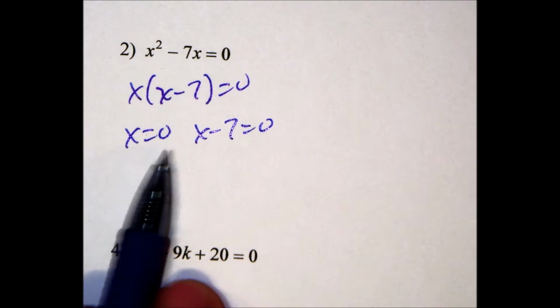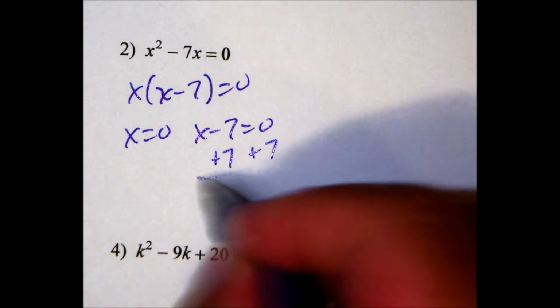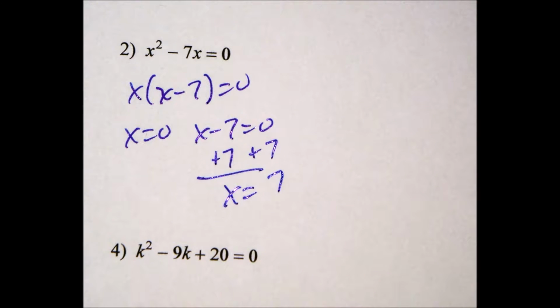Alright, so that's already solved for. That's one of my answers, x equals 0. The other one I have to keep solving. So I get x equals 7. Alright, continue on. Number 3.